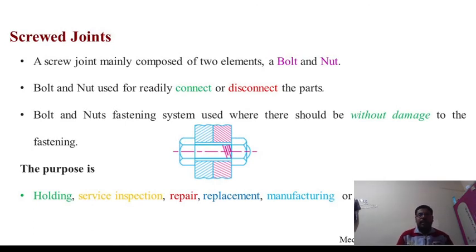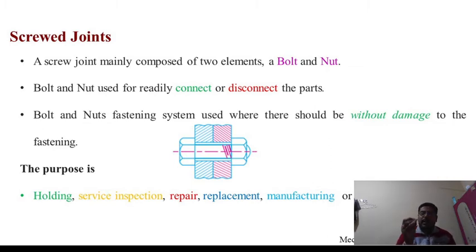Okay, come to the main screw joints. A screw joint is mainly composed of two elements, a bolt and a nut. A bolt and nut are composed of two elements for easy assembly and disassembly of the components. Bolt and nut are used for readily connecting or disconnecting the parts. Yes, this is the main purpose of using temporary fasteners.